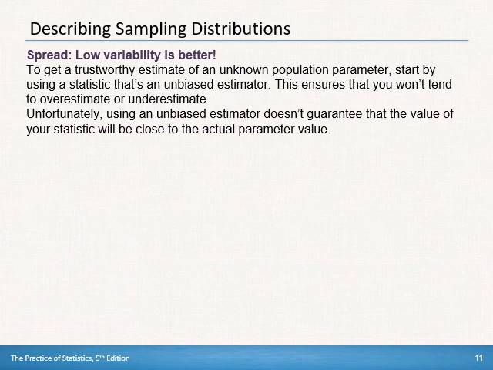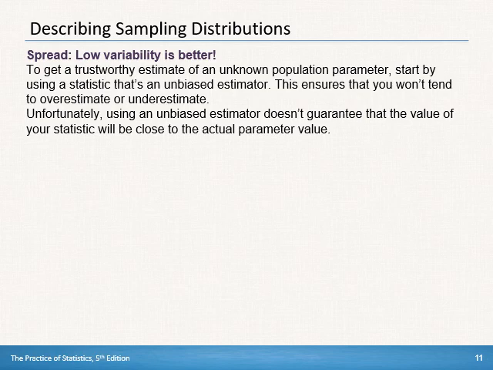All right, spread. Lower variability, of course, is better. We get trustworthy estimates of an unknown population parameter by starting with a statistic that's an unbiased estimator. So we want to make sure that we're using p-hat, an unbiased estimator of p, and x-bar, an unbiased estimator of mu, the population mean. First start with an unbiased estimator; that's what you want to do for sure. This ensures that you won't tend to over- or underestimate, because the center of our sampling distribution will be at the value we're trying to estimate.